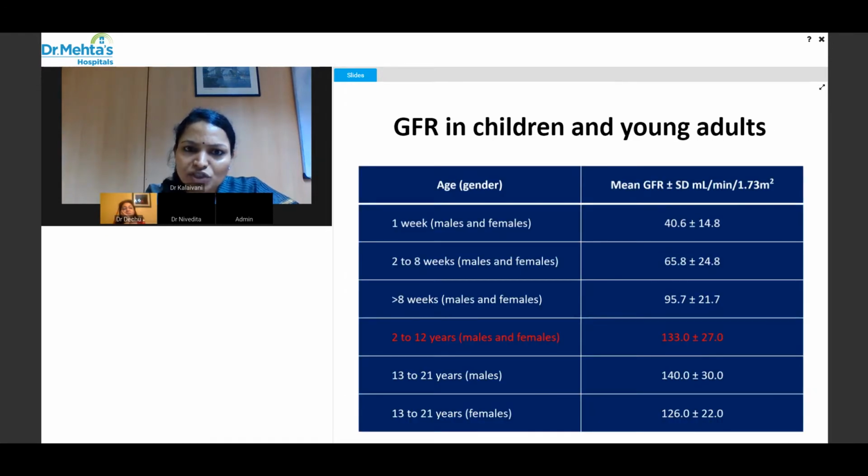We also need to know the GFR estimation values, which are dependent on age and gender. For 1 week, male and female, the mean GFR is 40.6 plus or minus 14. Between 2 to 8 weeks, for males and females, it is 65 plus or minus 24. We should note that after 2 years of age, the GFR reaches adult values. For 13 to 21 years, for males, it is slightly higher, 140 plus or minus 30, and for females in the same age group, it is slightly lower, 126 plus or minus 22.